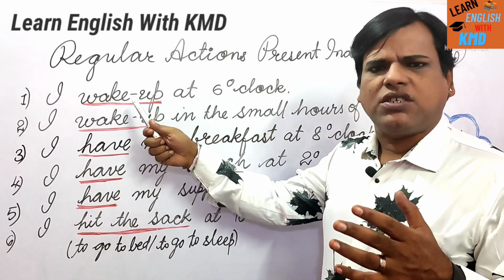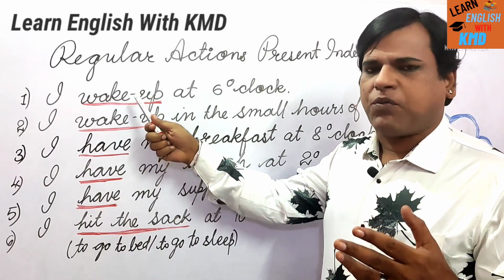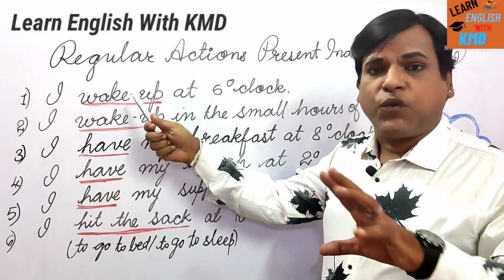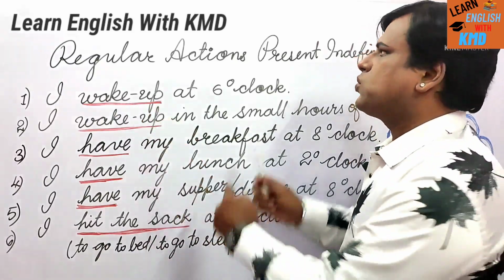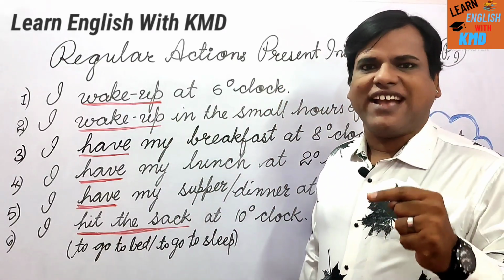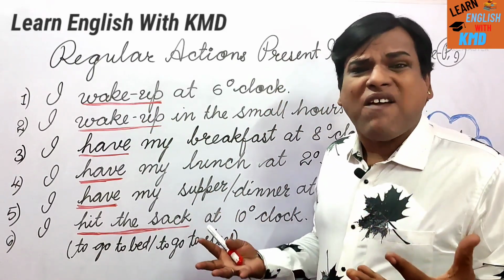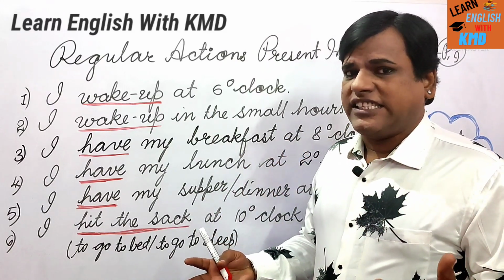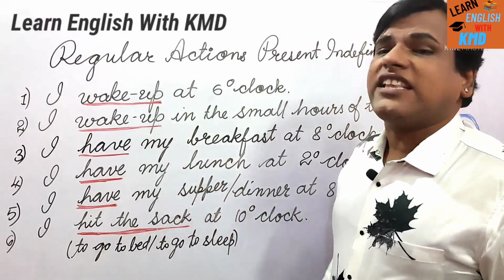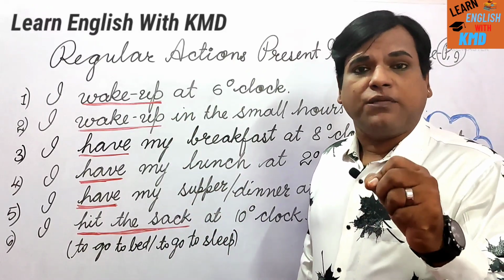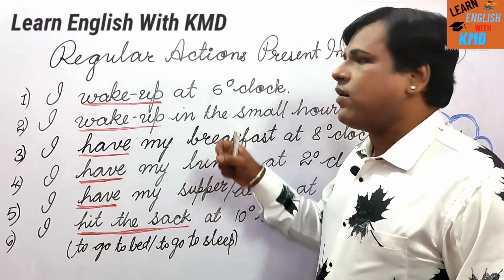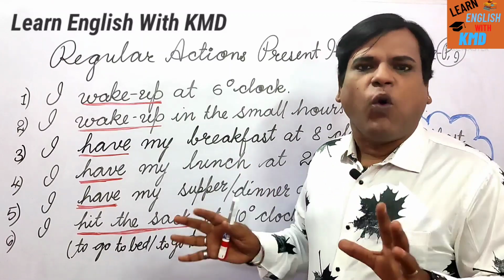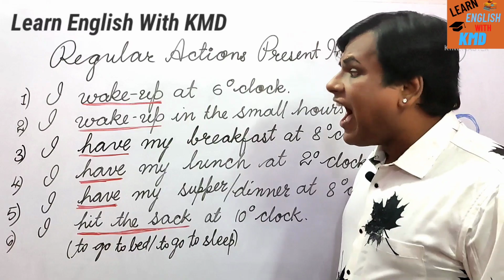As I mentioned very clearly in my previous video, you have nothing to do with the second, third, or fourth form of verb as far as present indefinite tense is concerned. We never use the second, third, or fourth form of verb in present indefinite tense. We always go with the first form of verb. So the right sentence is, I wake up at 6 o'clock. Yes, that's what I do every day in the morning.